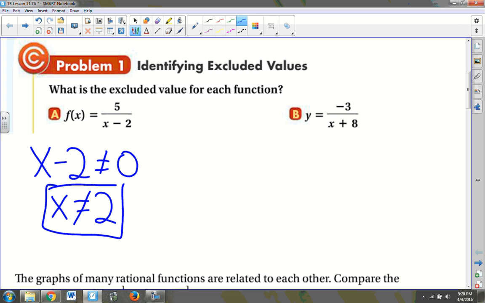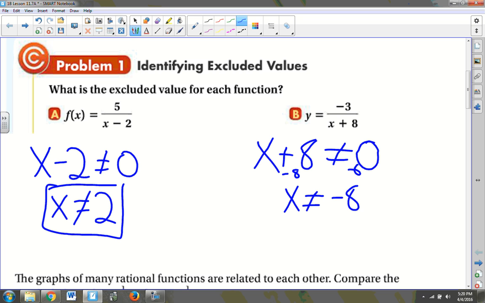Here in part B, it's a very similar idea. Now we have y equals negative 3 over x plus 8. So I just take this x plus 8, and I say that can't equal 0. Well, subtracting 8 from both sides means x cannot be equal to negative 8. That is my excluded value.